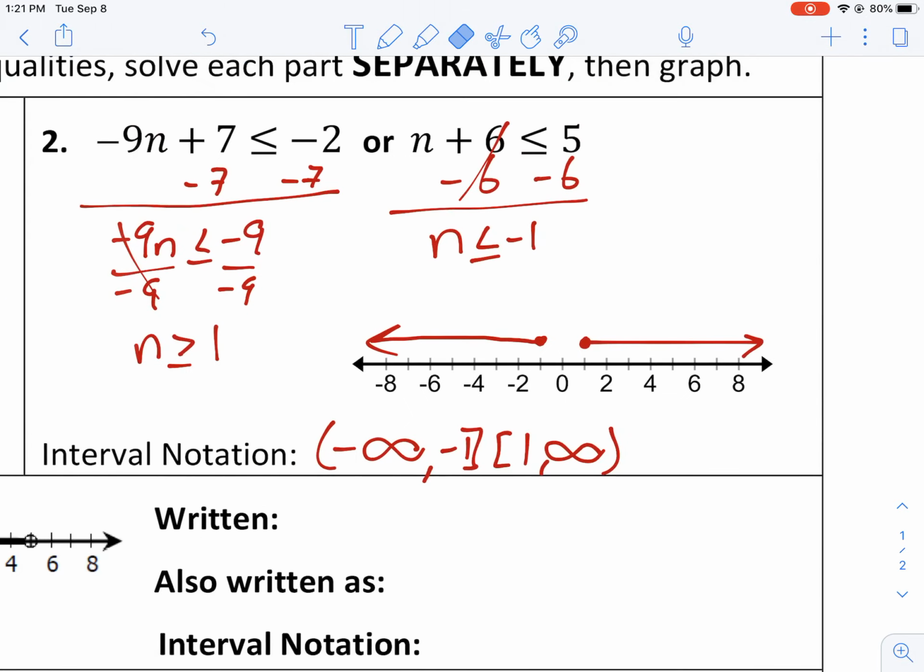And so that would be how you do these problems. It's just taking two problems, doing them at the same time, putting them on the same graph. You have two inequalities, two arrows, and two intervals, if that makes sense.